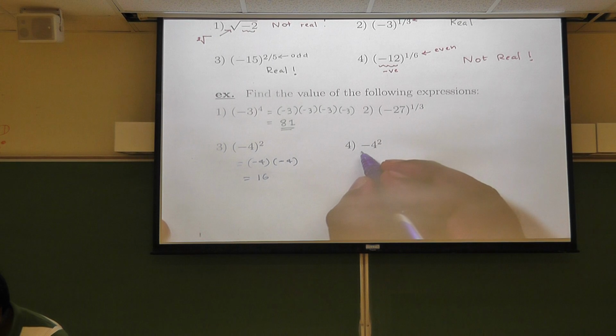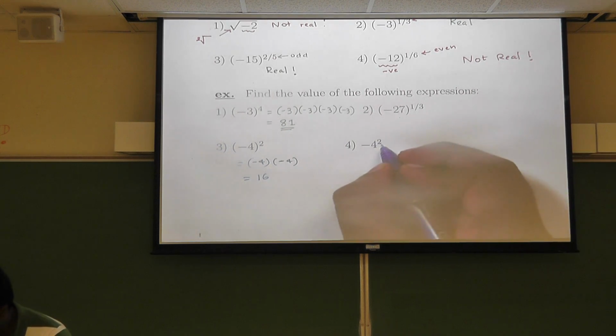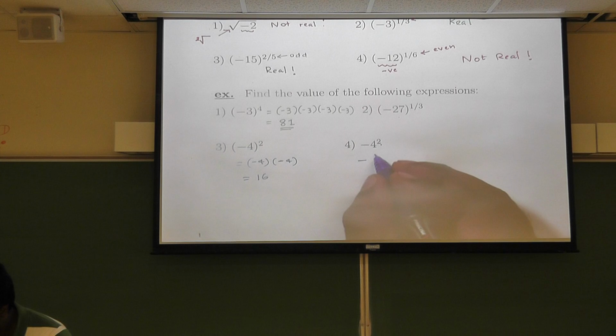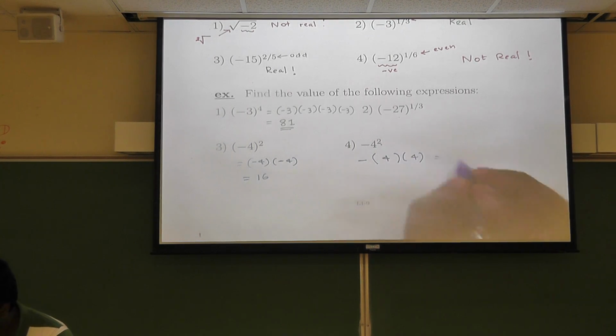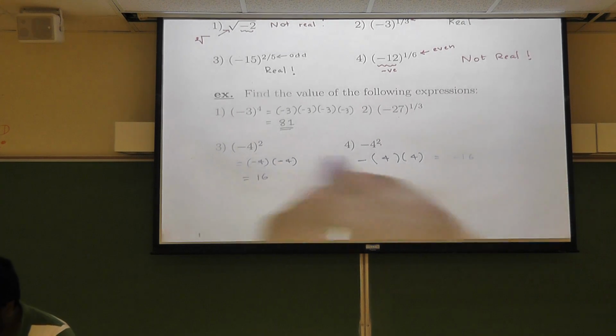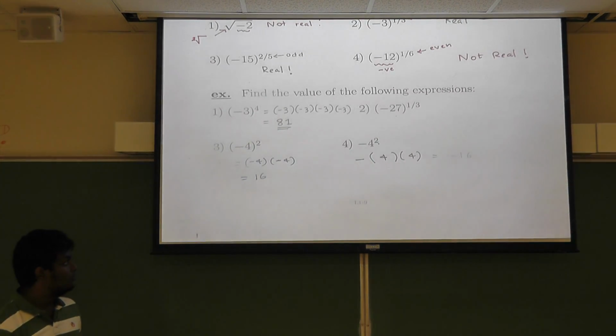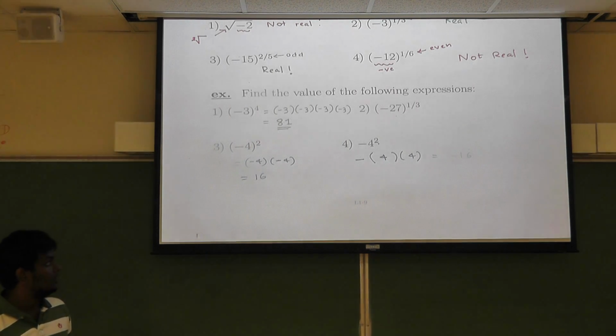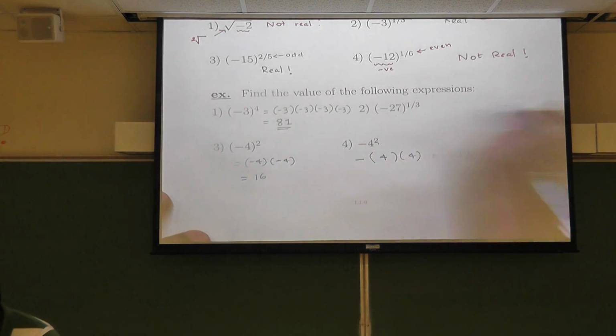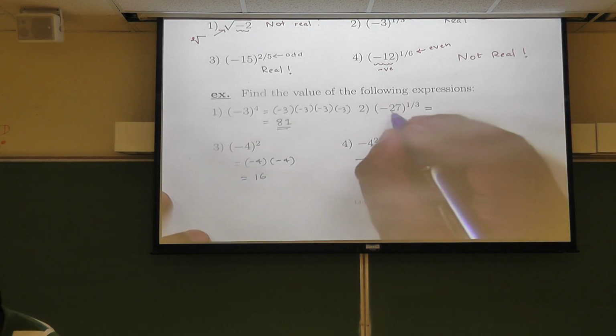Now this example, you can see there is no parenthesis and this negative sign is just outside. It does not belong to this 2. So you just keep it here and you would do 4 times 4. That would be negative 16. So notice the difference between these two examples. In one there is a parenthesis, and in the other one, the negative sign is completely outside, it does not belong to the exponent.